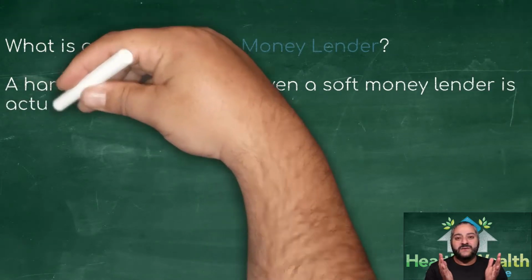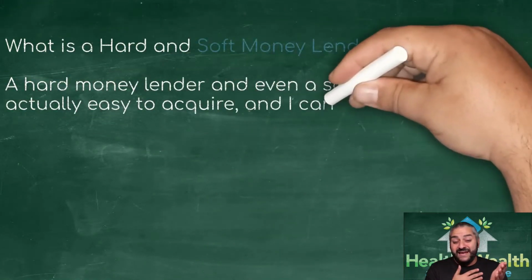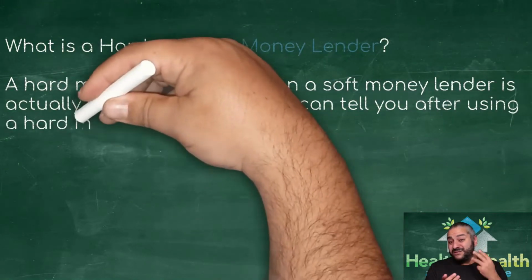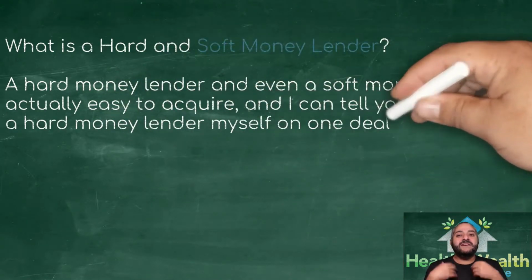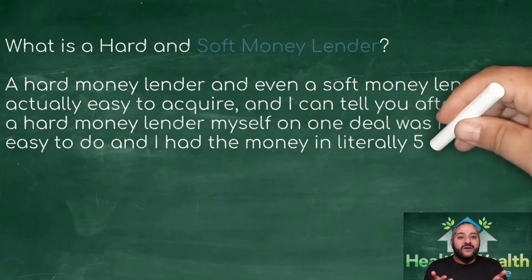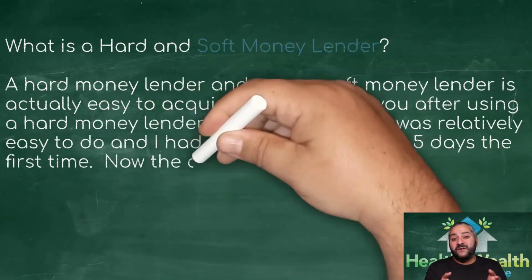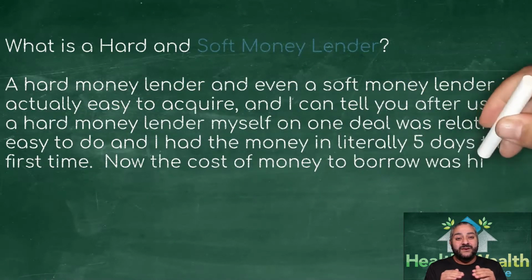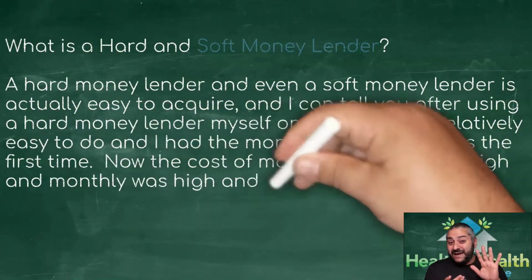Getting millions of dollars for loans to buy property is easier than you think and can be acquired in as little as 3 days. A hard money lender and even a soft money lender is actually easy to acquire. And I can tell you, after using a hard money lender myself on a deal, it was relatively easy to do, and I had the money in literally 5 days the first time.